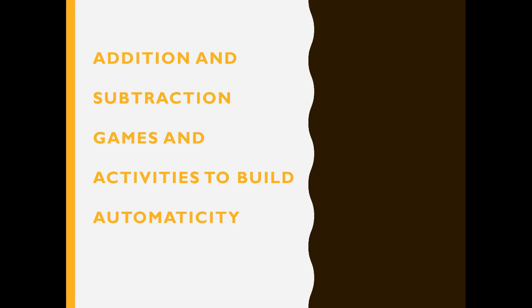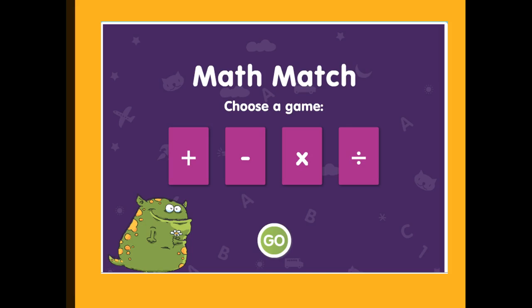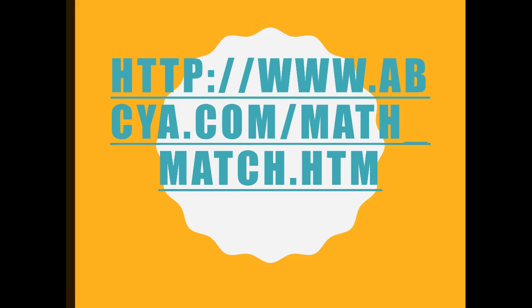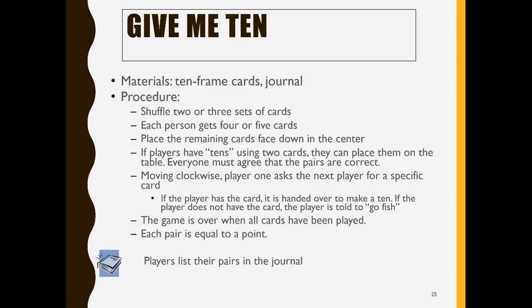Now here's a few games that you can visit later to see if you'd like to have your kids play in a workstation as they're building up their strategies for math, for basic facts. One of them is called Math Match Game, where they choose the operation, and of course they will be focusing on just addition and subtraction at first. They choose the level of difficulty, and then they match the cards in as few tries as possible. This is a link for that game.